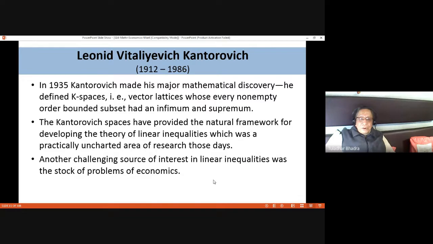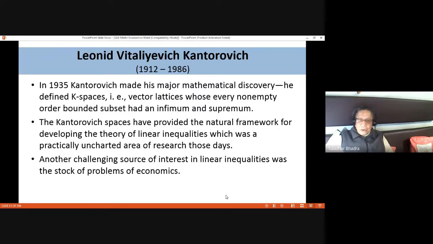In 1935, Kantorovich made his major mathematical discovery. He defined key spaces, that is, vector lattices, in which every non-empty order bounded set has an infimum or supremum. The Kantorovich spaces have provided the natural framework for developing the theory of linear inequalities, which was a practically uncharted area of research in those days.